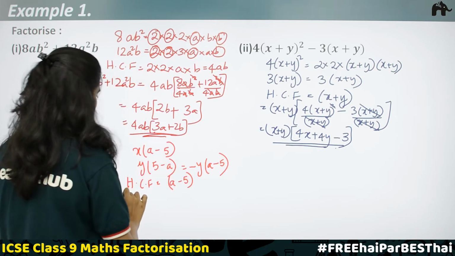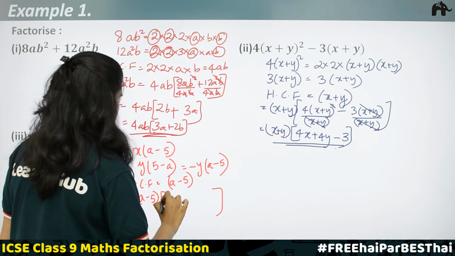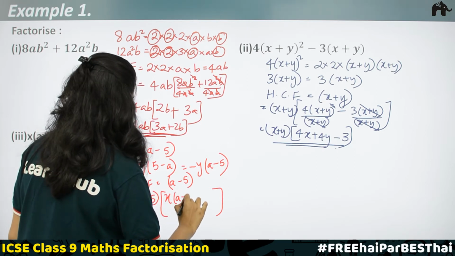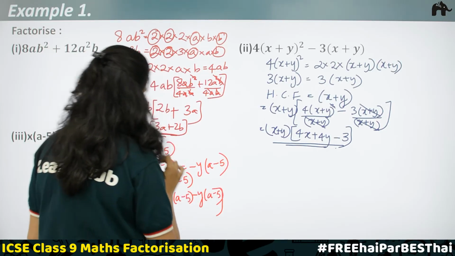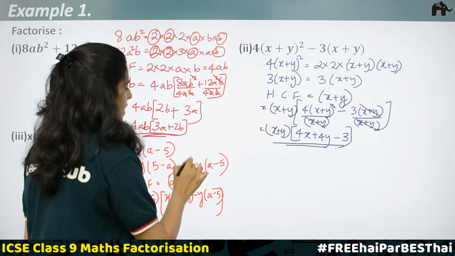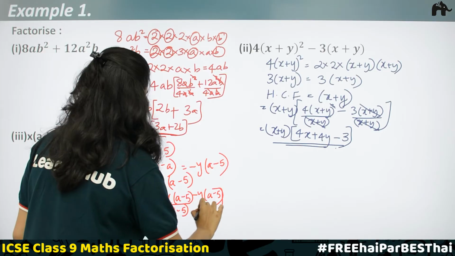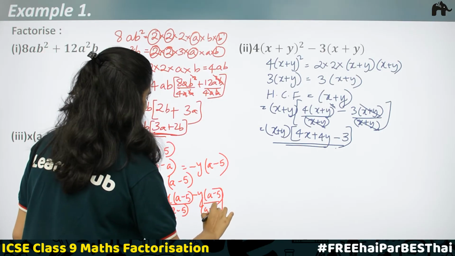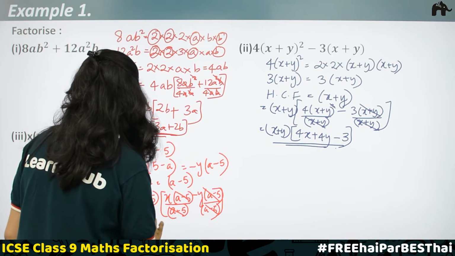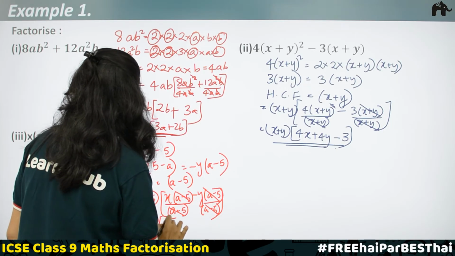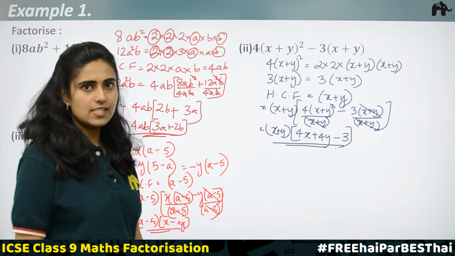Okay, now this is equal to HCF. Inside the bracket, write the terms, that is x into a minus 5 minus y into a minus 5, that is, y into 5 minus a can be written as minus y into a minus 5, divided by a minus 5 by a minus 5. Okay. Now, a minus 5 can be cancelled. Then you will be having a minus 5 into x minus y. So, this is the answer.